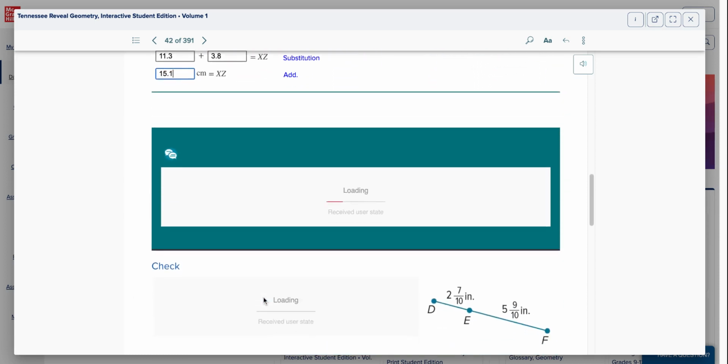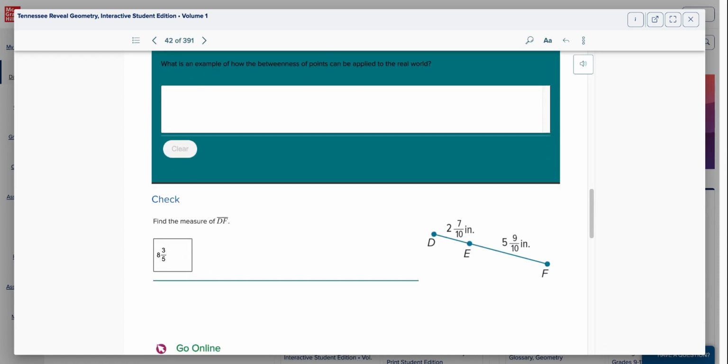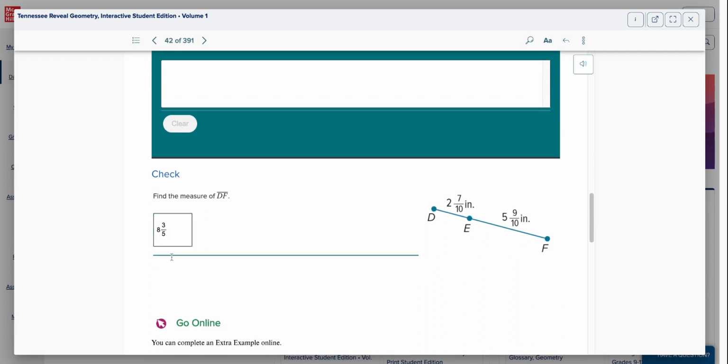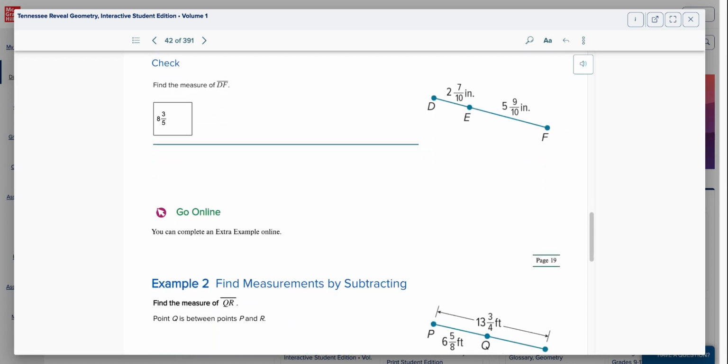All right, moving on. Looks like we got a check for understanding. Find the measure of DF. Oh, I did this one earlier and I forgot to take it off. Well, there you go. There's your answer. So to find DF, because that is the length of the 2 segments added together, 2 7/10 plus 5 9/10. You got lucky. I left the answer in and I didn't really mean to do it. 8 3/5.